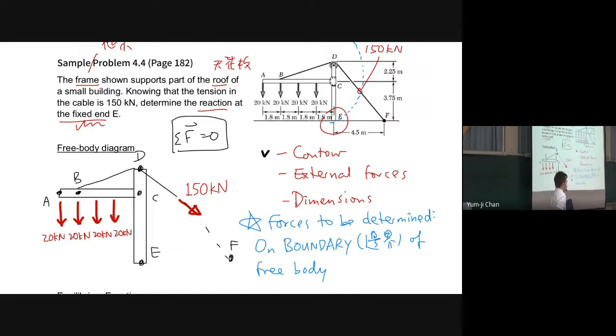Do we have equilibrium now? Or can we have equilibrium now? The answer is no, because all forces are going down. We don't have forces going up, right? So where do we have forces going up? At point E, because this is the support, right? So this is a fixed support.